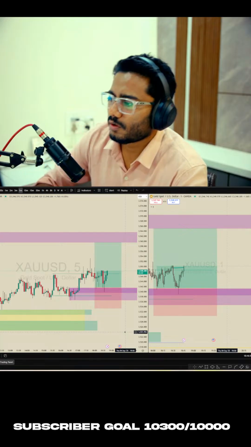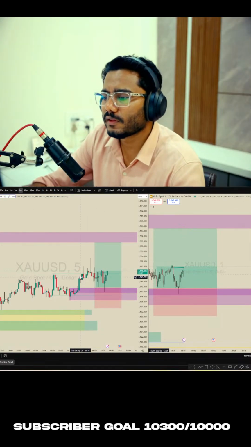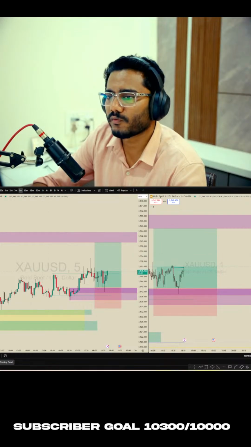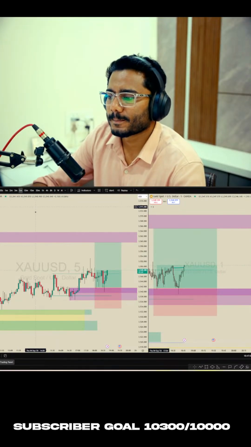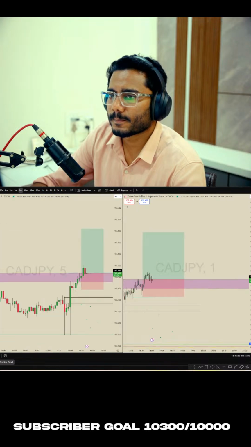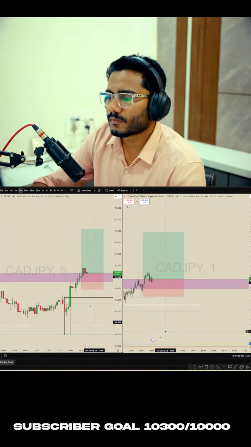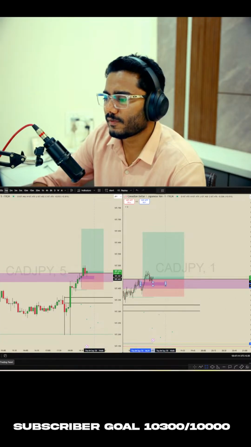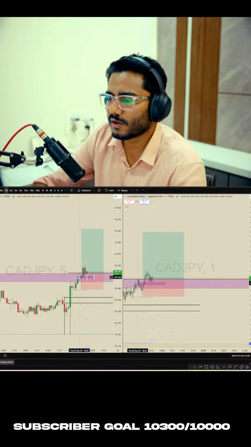This FVG was good. On live, I think 90% of trades went in profit. So I think price has tapped this breaker block and we should see a reaction. See on 5 minutes also, this candle has been fulfilled.